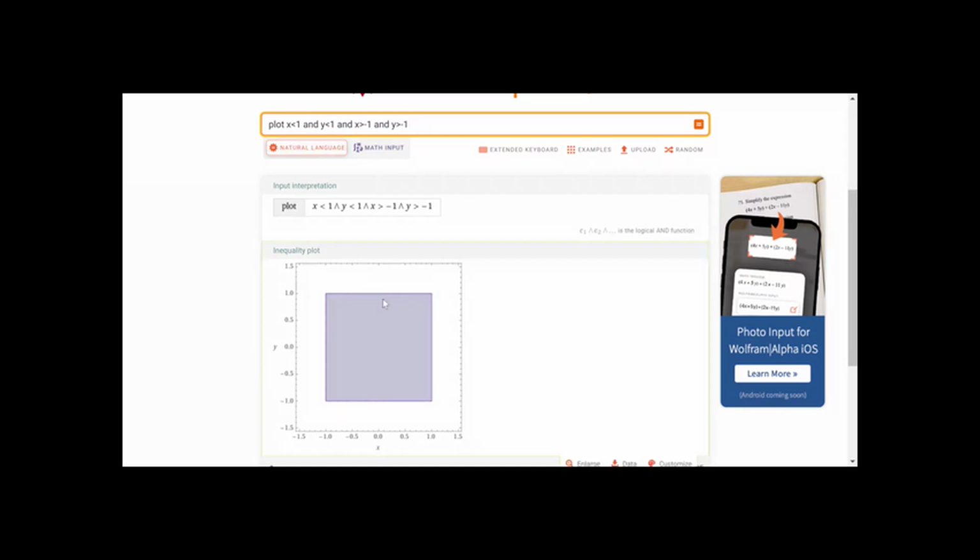Is it clear why you get a square by using the AND of these 4 inequalities? You understand that? Why when you say x has to be between 1 and -1, and y has to be between 1 and -1, you get exactly the points inside the square. So by putting these 4 conditions, x is less than 1, x is more than -1, y is less than 1, and y is more than -1, you get exactly the inside of a square. Okay, let's move on.